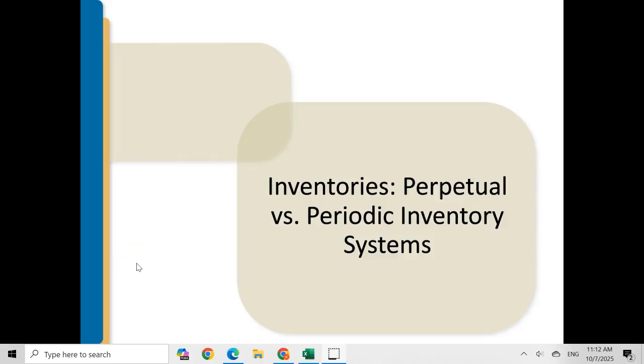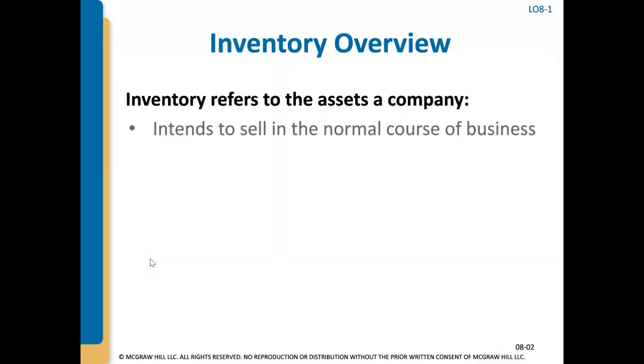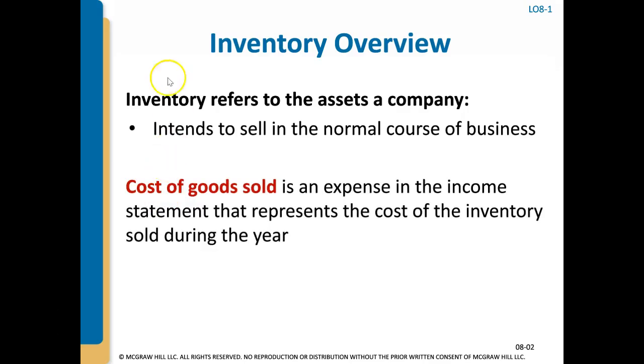Hello. In this video, we're going to be going over the perpetual versus the periodic inventory system. Let's look at an overview of some terminology that you should be familiar with, but we'll just refresh your memory just in case. Inventory refers to the assets of a company that they intend to sell in the normal course of business. So if I am a clothing store, the clothes are my inventory. This is my business and I intend to sell it.